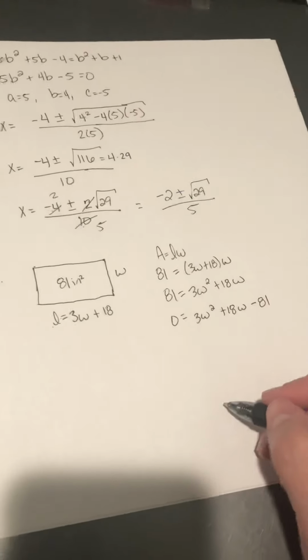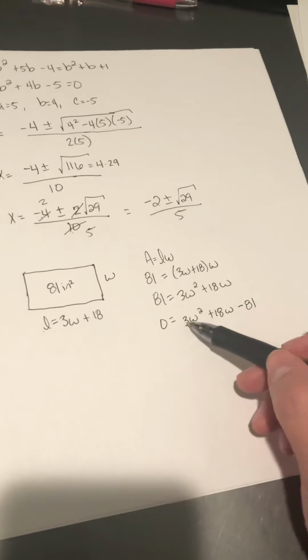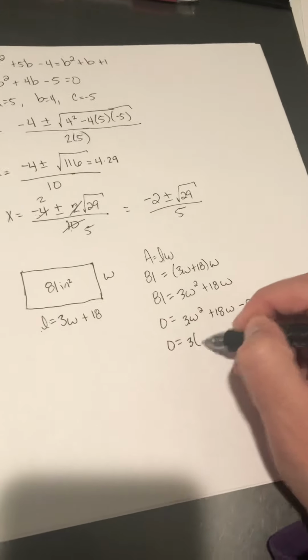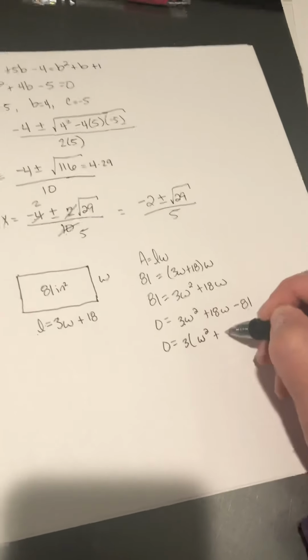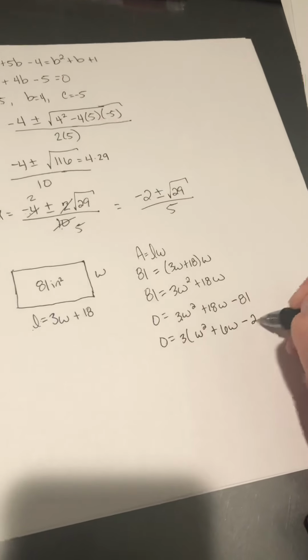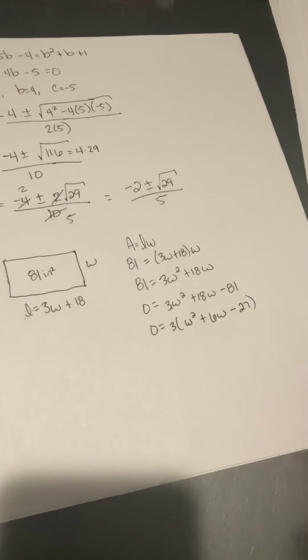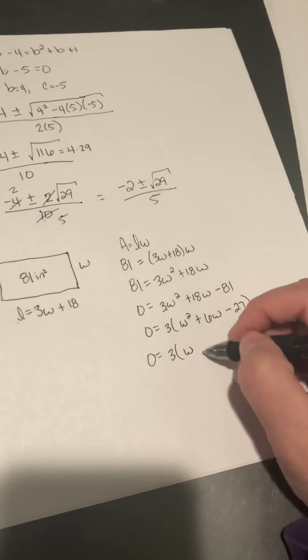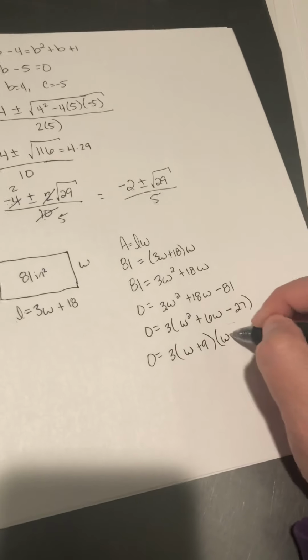And so I've got 0 on the left. Normally I go the other way, but it doesn't matter. And I can take out a 3. My greatest common factor is 3, just to make my numbers smaller. So I've got w squared plus 6w minus 27. And then that factors into w plus 9 times w minus 3.